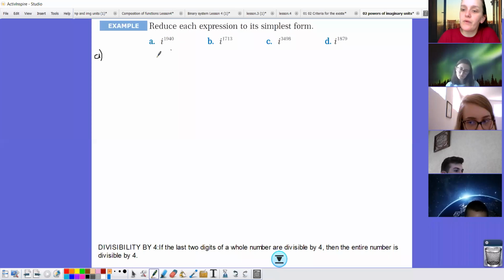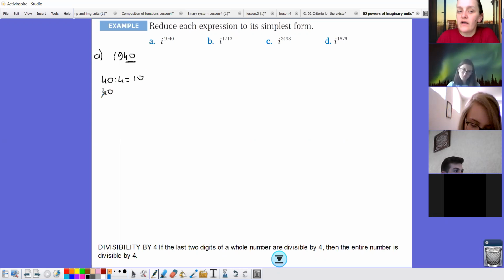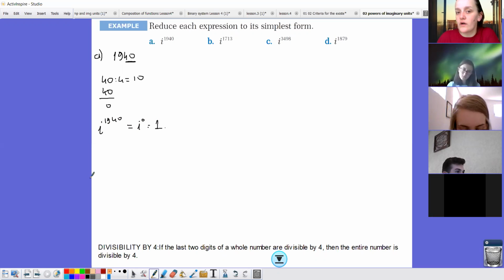Yes. In the first one, the power is 1940. I will take the last 2 digits. 40 is divisible. 40 divided by 4 will be 10, and the remainder is 0. So what will be I to the power of 1940? It will be I to the power of 0, which is 1.